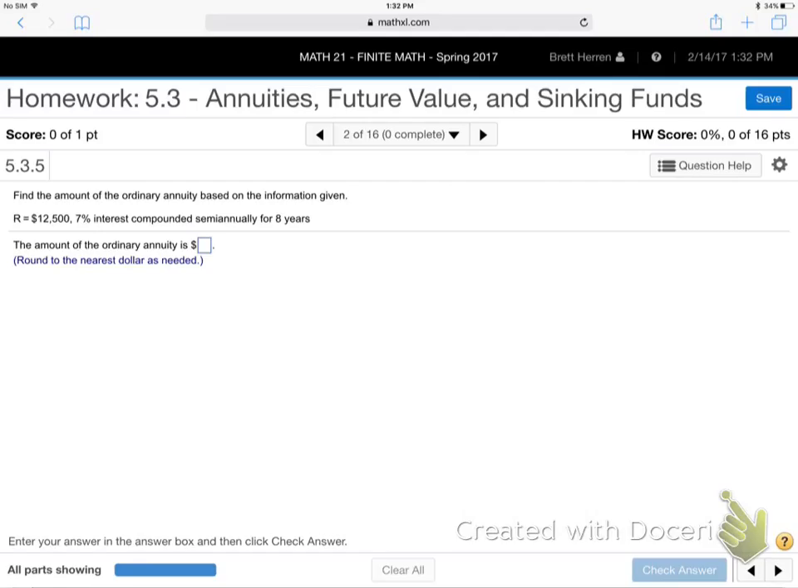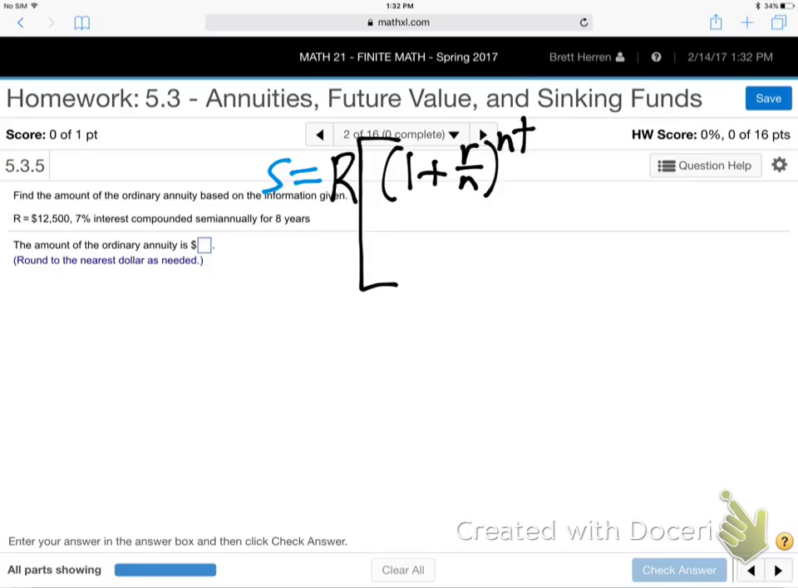Okay, so there's our question. So the annuity formula, I'll give you that again. It is S equals R, and then a big bracket, 1 plus R over N to the NT, minus 1, over R over N, right? Like that.